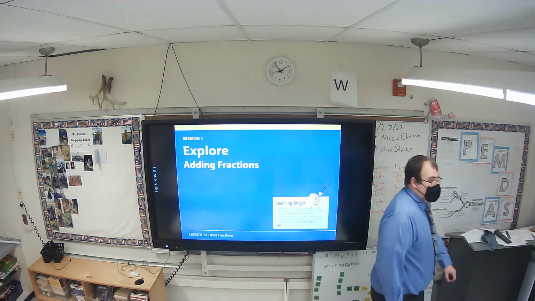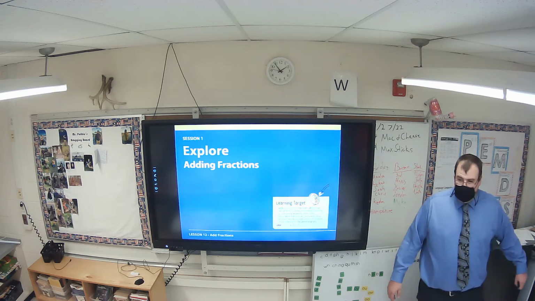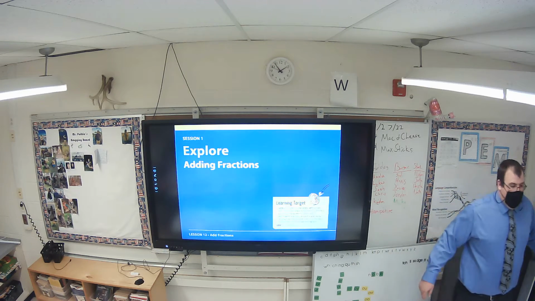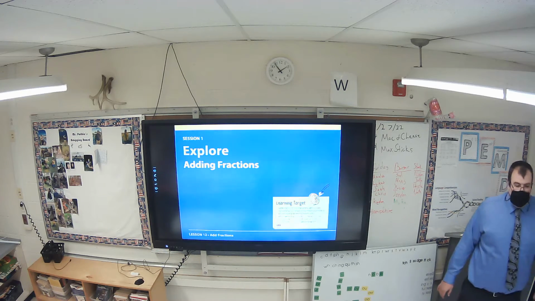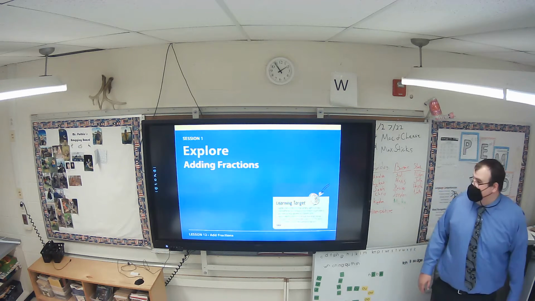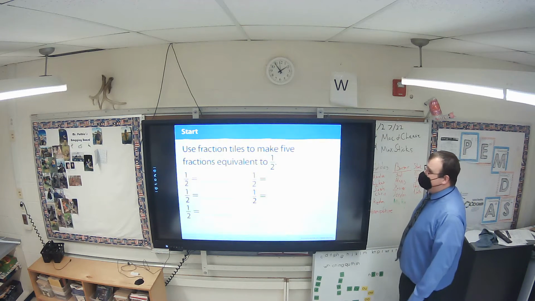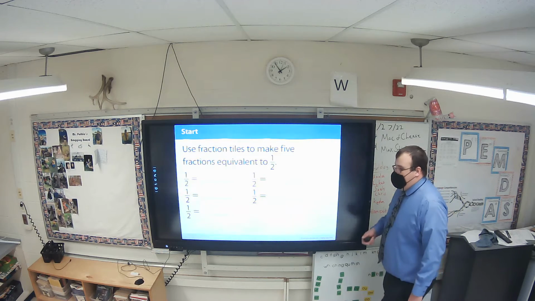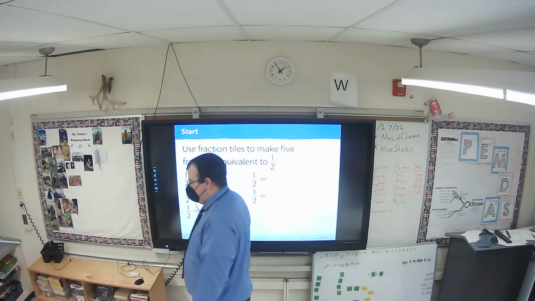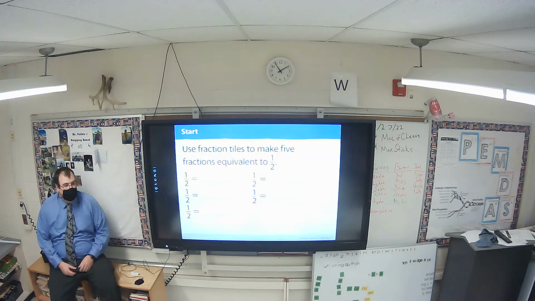This is something that you touched on a little bit in 4th grade. We worked a little bit on it, not a whole lot, but we're going to definitely build off what we did last year, and hopefully it'll help you this year. So, we can use fraction tiles to make 5 fractions equivalent to 1/2. Do you remember finding equivalent fractions last year?